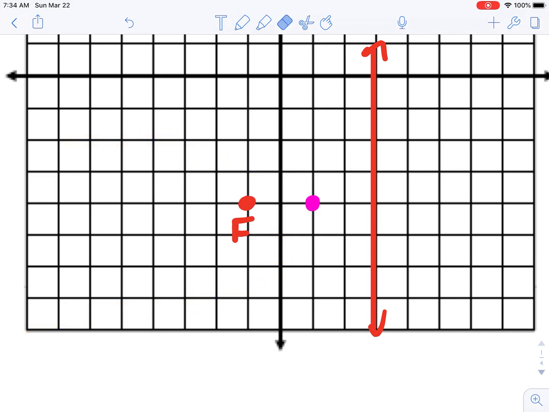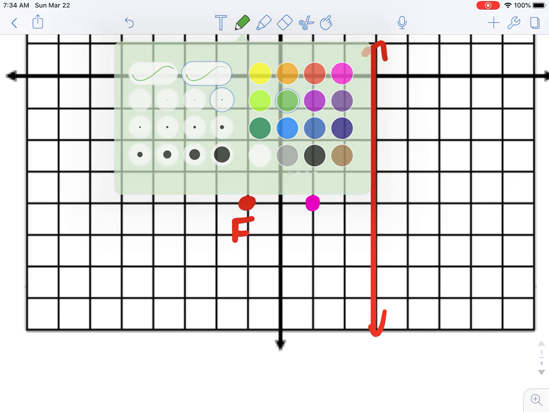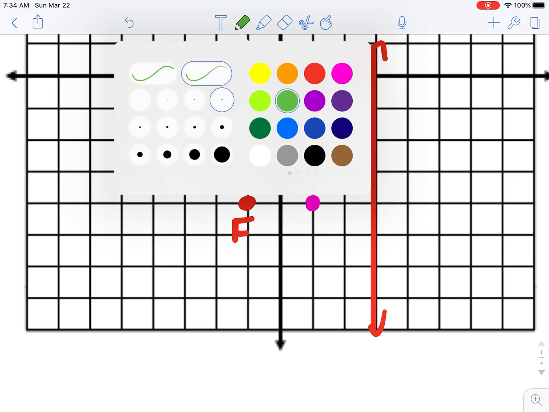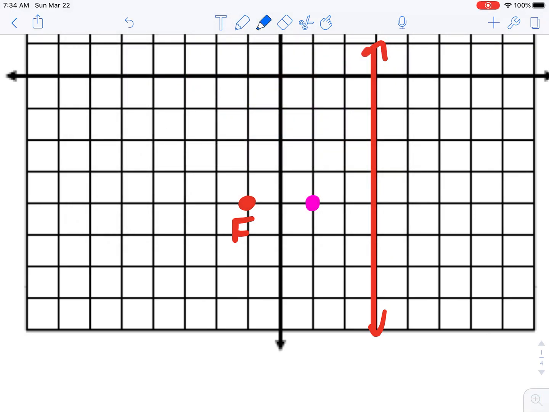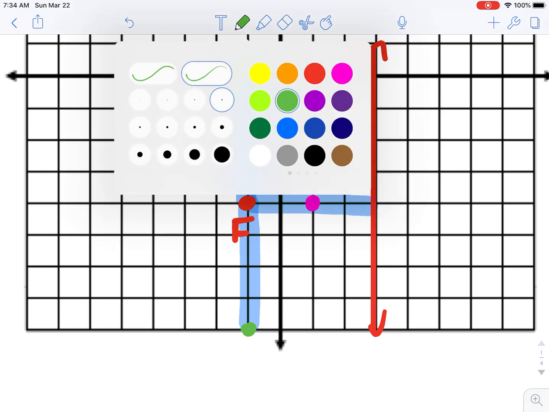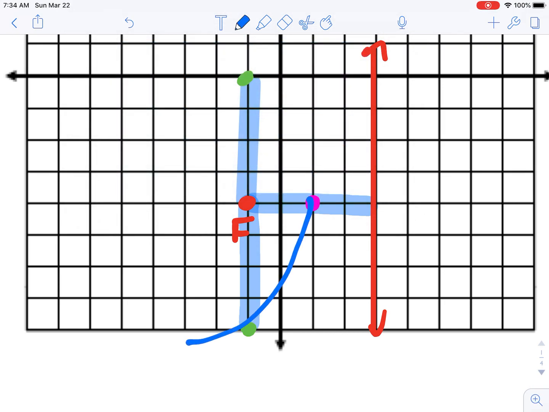Now, how do we get more points? The way we get more points is we created this T. Do you guys remember the T? The T was from our focus to our directrix. That was a total units of 4. And so we went 1, 2, 3, 4 units in both directions from our focus. And that would get us the correct width for our parabola.